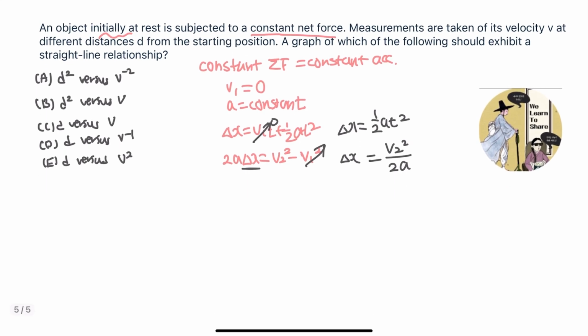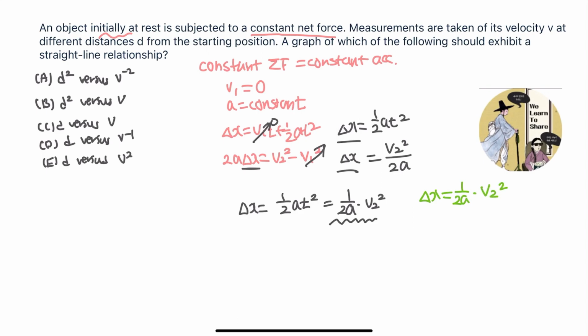And as you know, because this delta x and this delta x should be equal values, you could put that delta x equals 1 over 2 a t squared or 1 over 2a v2 squared. And in this case, we're going to focus on the latter part. So delta x, which is essentially the same as the displacement, equals 1 over 2a times v2 squared.